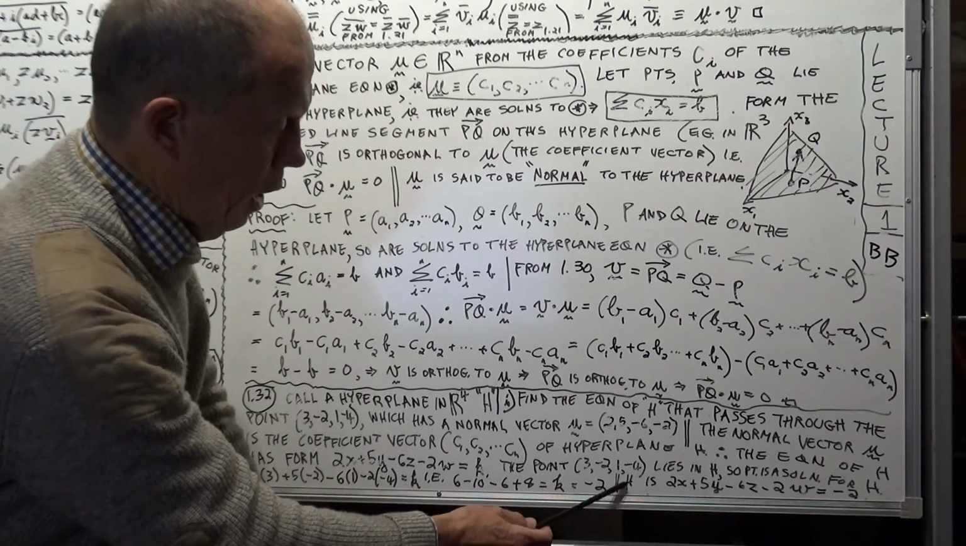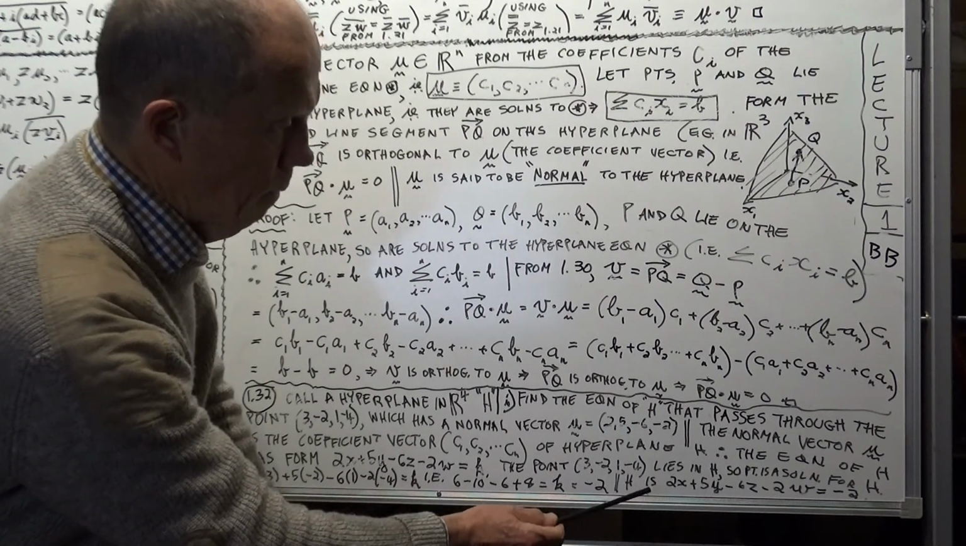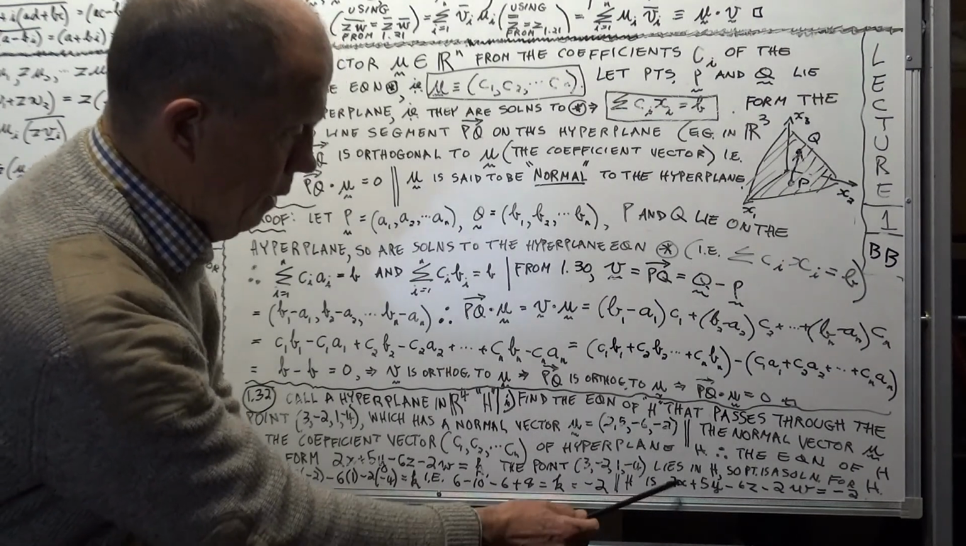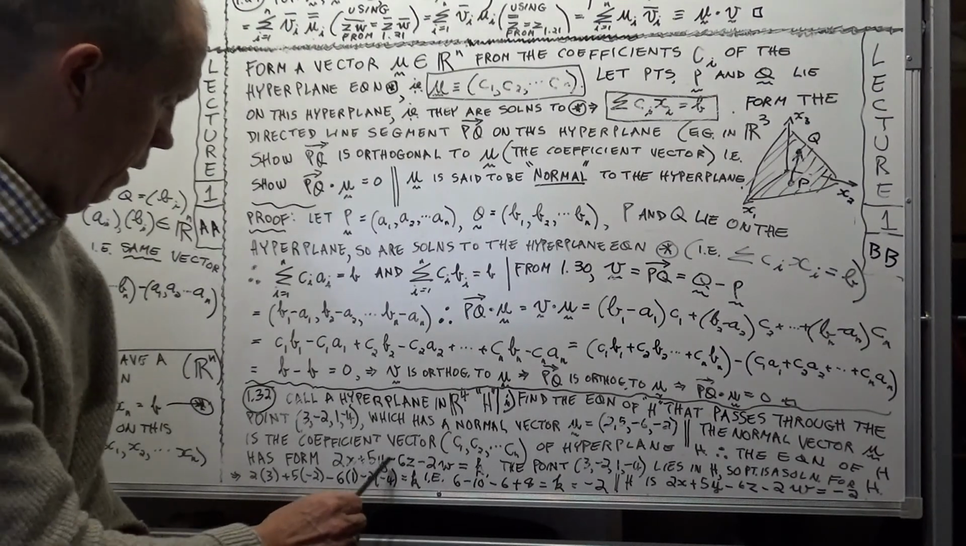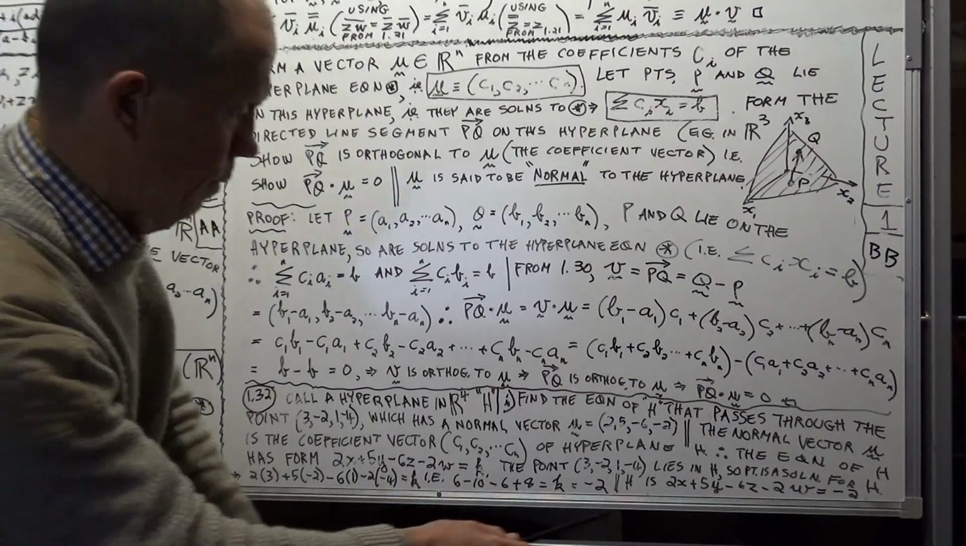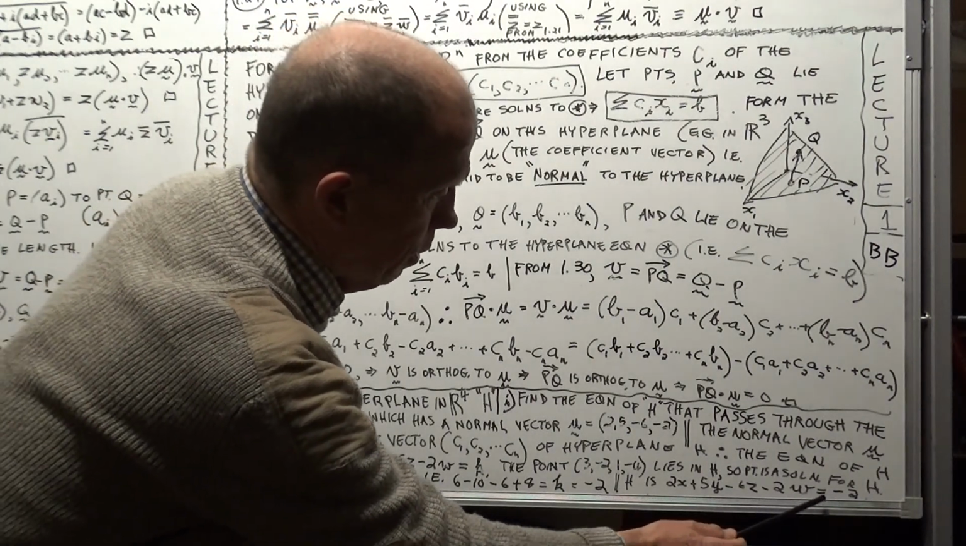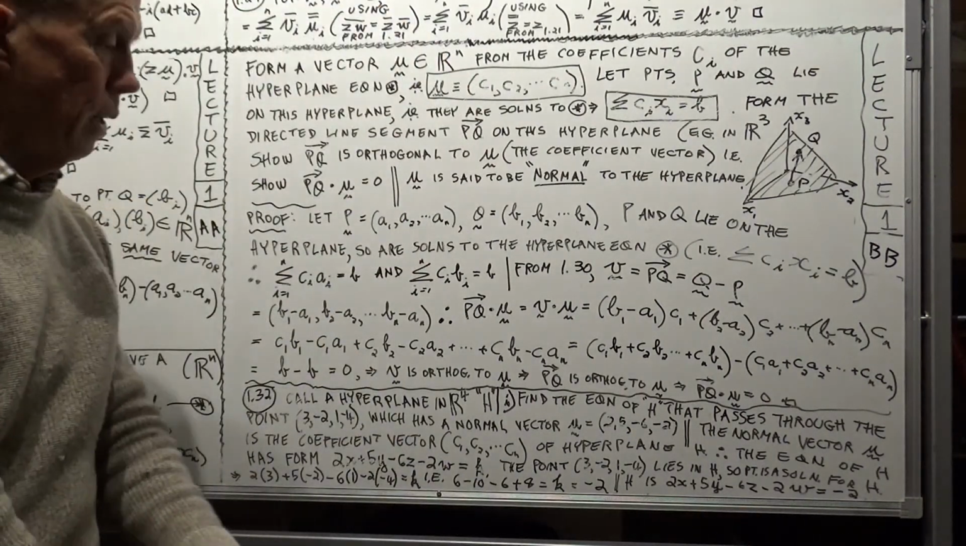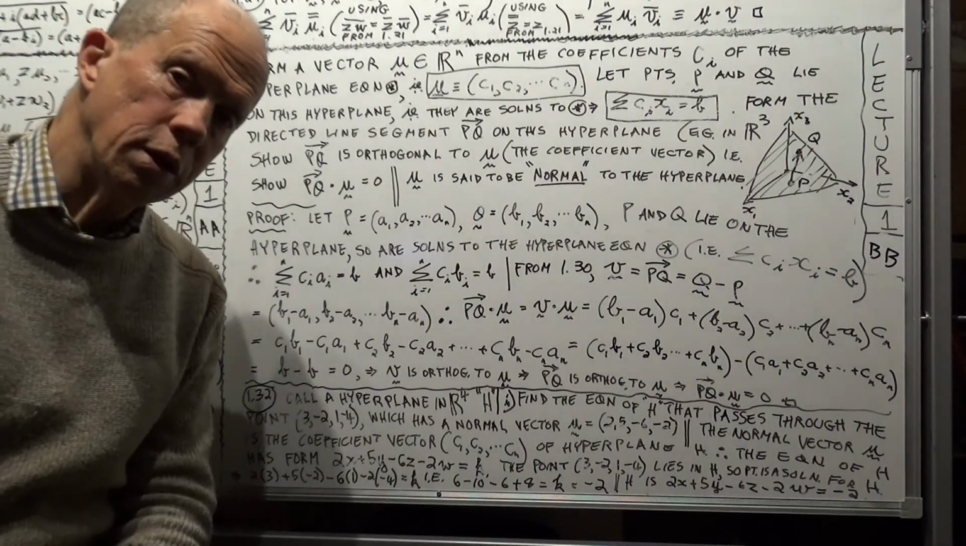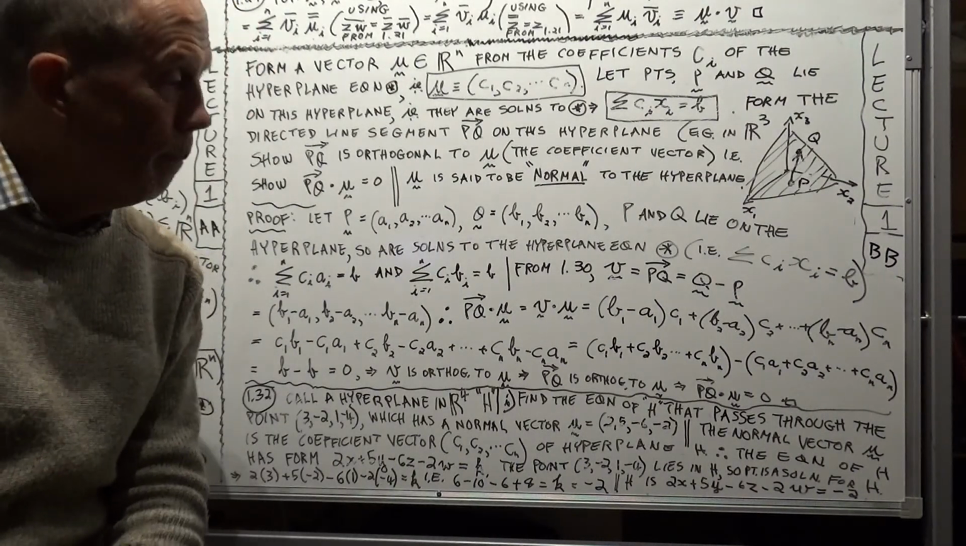So the equation of the hyperplane H is 2x plus 5y minus 6z minus 2w equals minus 2. And that's the equation of the hyperplane, so we've solved it.